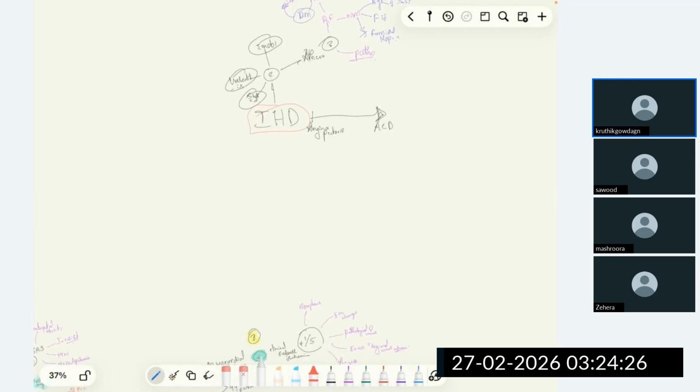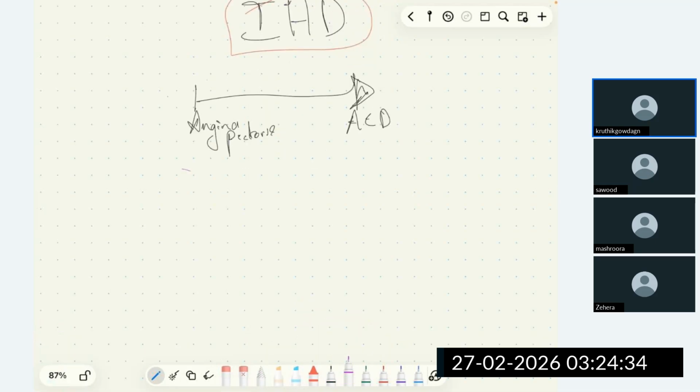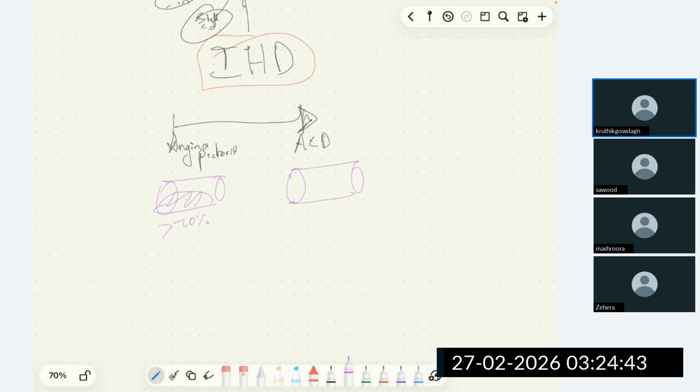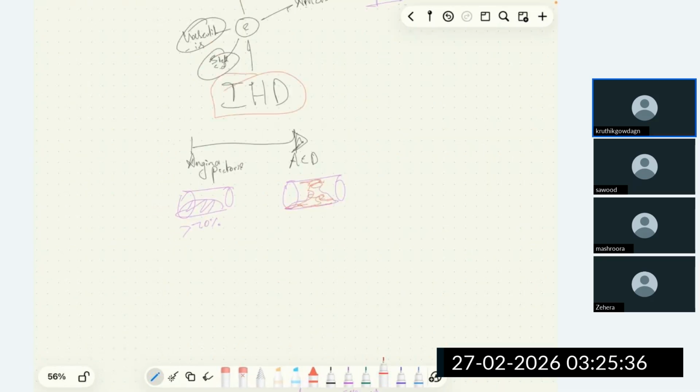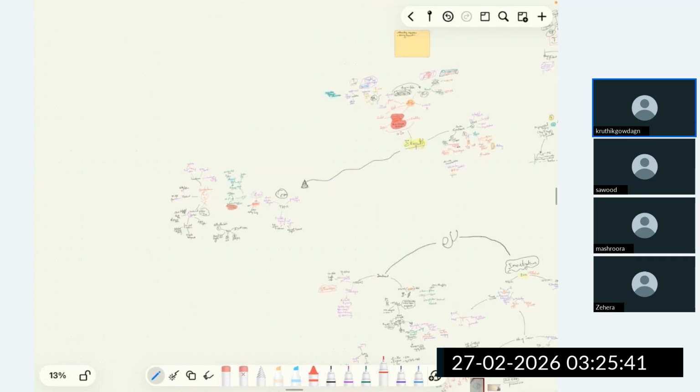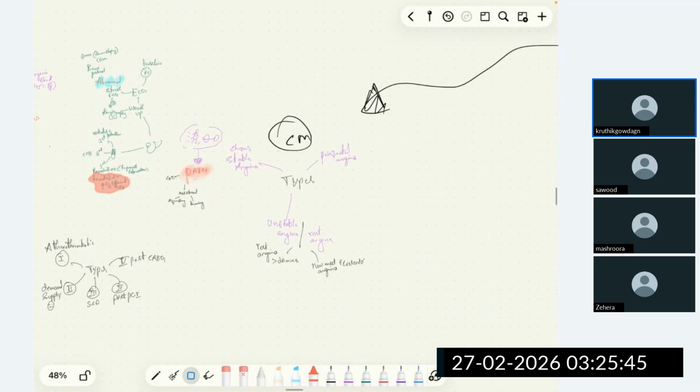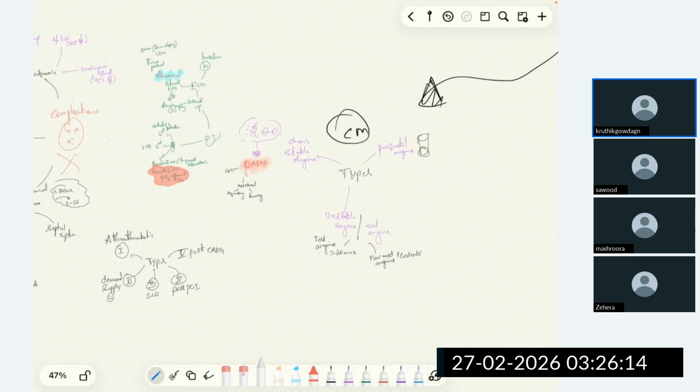Ischemic heart disease, we mentioned, is a spectrum of disease ranging from angina pectoris to acute coronary syndrome. In angina pectoris, we have a plaque blocking the blood vessel more than 70%, causing symptoms. In acute coronary syndrome, the plaque has ruptured and there is development of thrombi inside the blood vessel. Coming on to angina pectoris, we have three types: chronic stable angina, unstable angina or rest angina, and Prinzmetal angina. Prinzmetal angina has a different mechanism going on. It is due to coronary vasospasm. It's a different entity, whereas stable and unstable angina are caused by atherosclerosis.